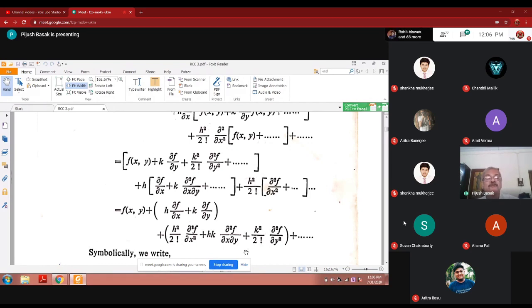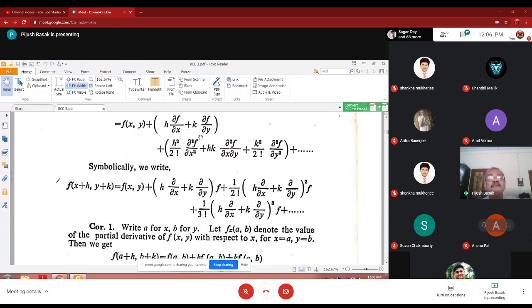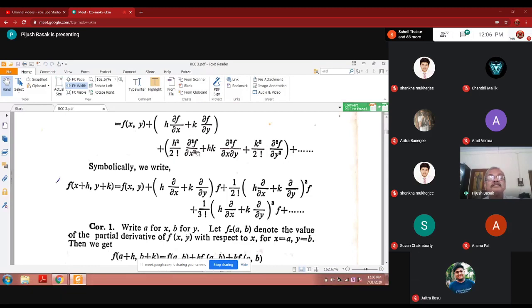We shall use this one, right? The last one we shall use: f(x, y) plus bracket h del f del x plus k del f del y plus h square by factorial 2 del square f del x square plus hk del square f del x del y plus k square by factorial 2 del square f del y square plus higher order terms. We shall forget about the higher terms, because as we go to the higher orders, the contribution will be less and less.